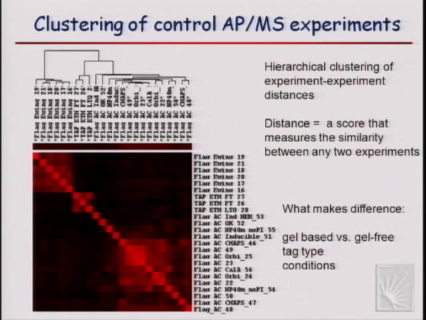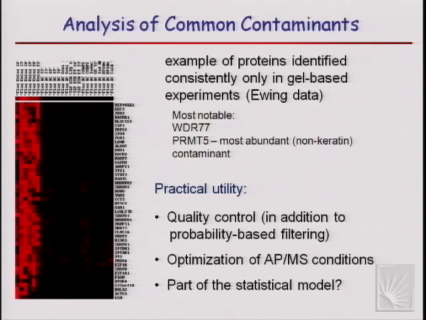By having these large data sets, we can pinpoint these different sources of contaminant proteins. This is just one example where you can look at the proteins that were consistently identified only in the gel-based Ewing Molecular Systems Biology publication, as shown here. You see that a lot of these proteins are extremely abundant in these data sets, but actually not observed in gel-free methods. So there are some very interesting trends that have become apparent.